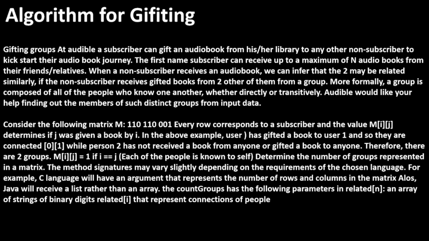Hello guys, in this algorithm, I faced this question in an Amazon interview. The problem is about gifting groups at Audible. A subscriber can gift an audiobook from his or her library to any other non-subscriber to quick start their audiobook journey. The subscriber can receive up to a maximum of N audiobooks from their friends and relatives. When a non-subscriber receives an audiobook, we can infer that the two may be related.